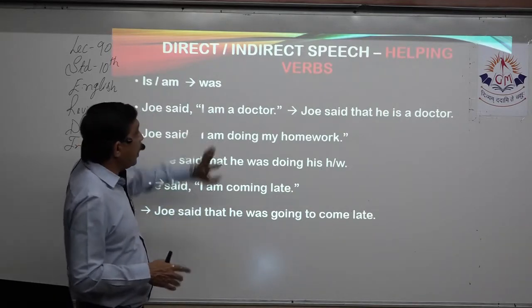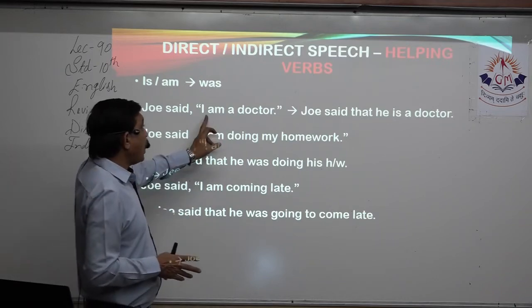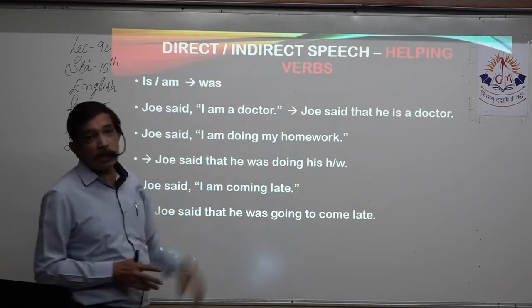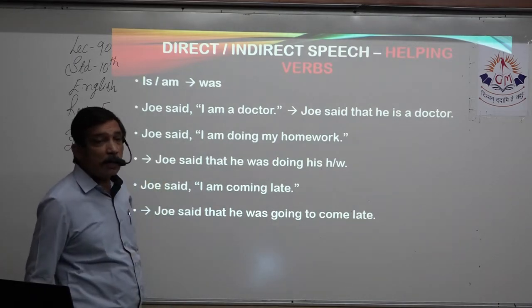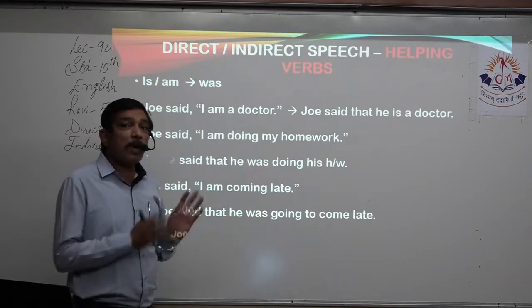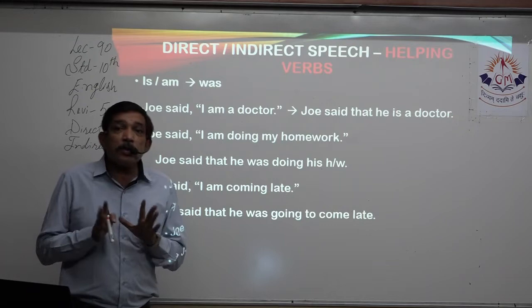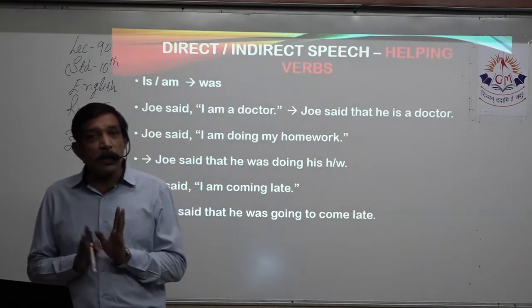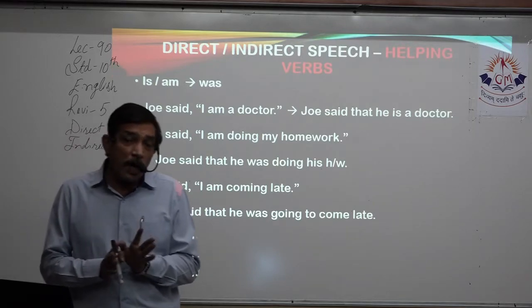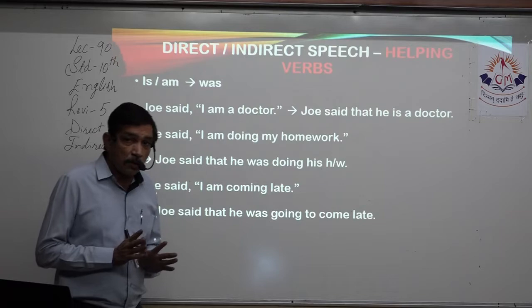Joe said, "I am a doctor." Joe said that he is a doctor. Now why did "I am" not change to "I was"? Because that will change the meaning of the sentence. That means Joe said that he was a doctor, and right now he is not a doctor. So here we learn that truth never changes. Once a doctor, always a doctor. Once an engineer, always an engineer. That remains the truth, right? We cannot change the truth. We cannot change the facts.